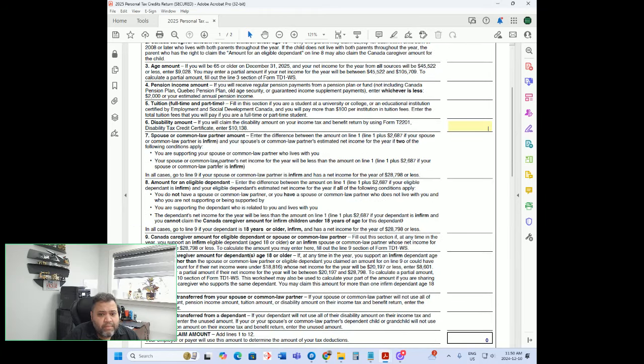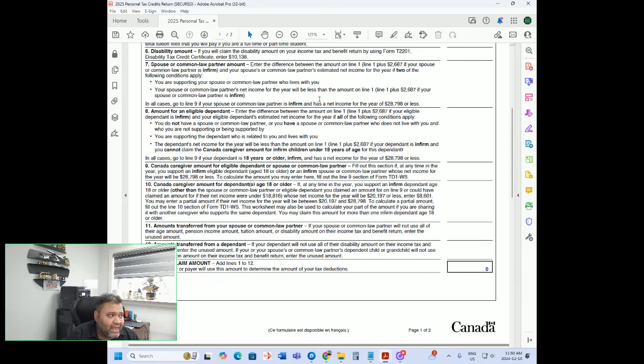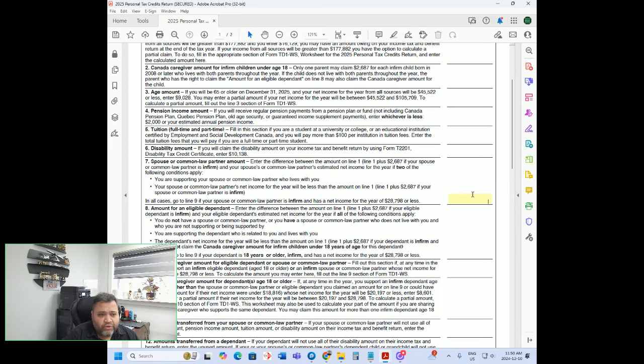If you are married or common law and you have a spouse and the spouse is not working, could be a stay-home mom or dad, then you would be able to claim the spousal amount here, which is the same as your basic amount. So 16,129 was something that you were claiming for yourself, and here you can claim the same amount for your spouse.